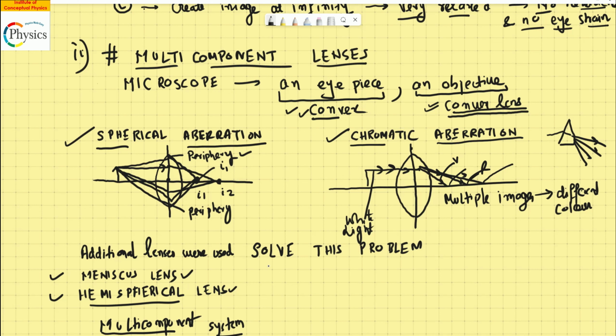The modern systems are multiple component systems because they use lenses which are over and above a convex lens to solve the problems of spherical aberration and chromatic aberration. This is the answer. Right now, we have only understood the spherical aberration. Now, let me go to the chromatic aberration. The way scientists solved this was they used something called achromatic lenses.